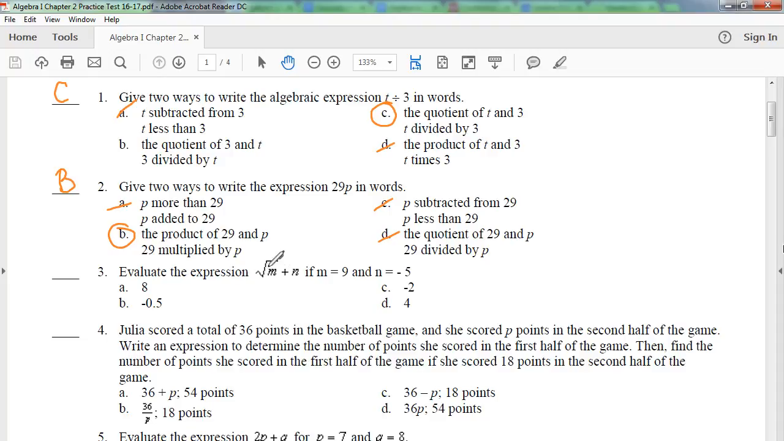Evaluate the expression square root of m plus n if m equals 9 and n equals -5. Here we're going to plug in the values that we have for m and for n, and then evaluate. First would come the square root. Square root of 9 is 3, and then 3 plus -5 would equal -2. That's option C.